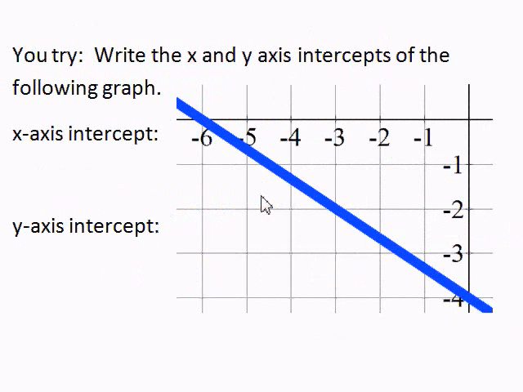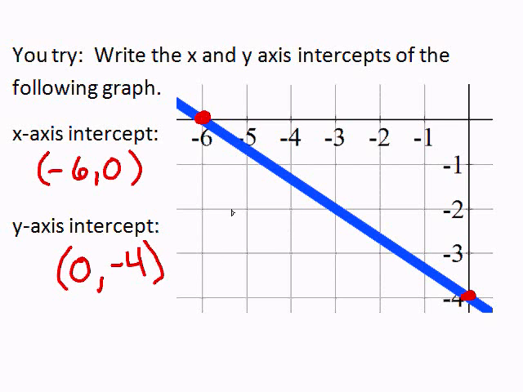Go ahead and try this one on your own, pressing pause, and when you're ready to see the answer, please press play. This graph crossed the x-axis at -6, 0, so that was our x-axis intercept. And the graph crossed the y-axis at 0, -4, so that was our y-axis intercept.